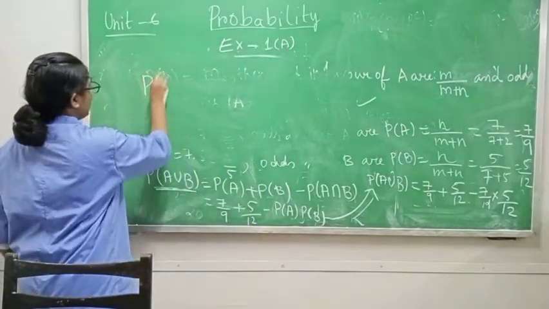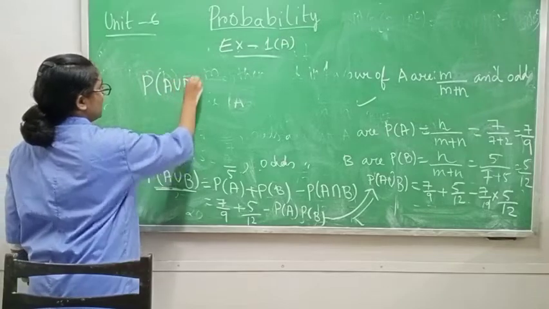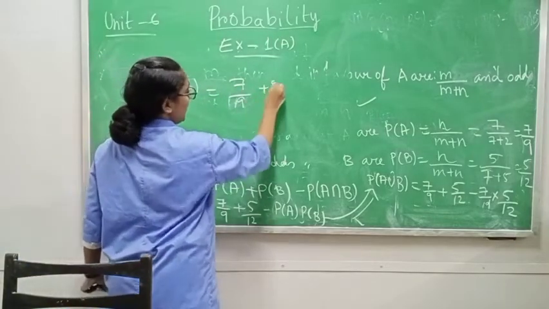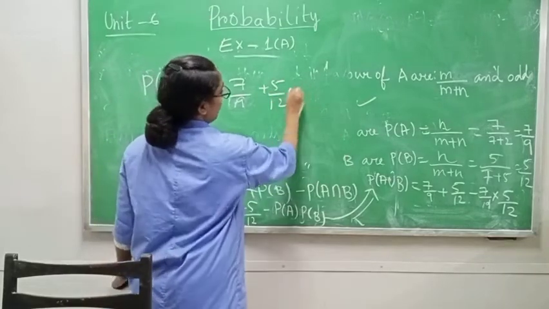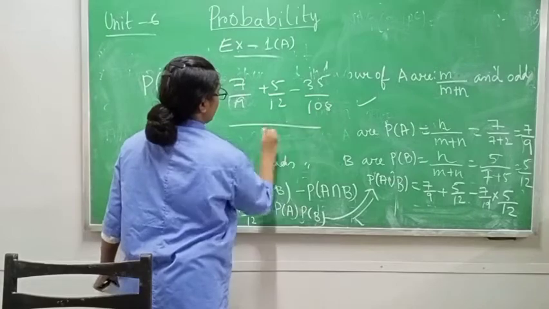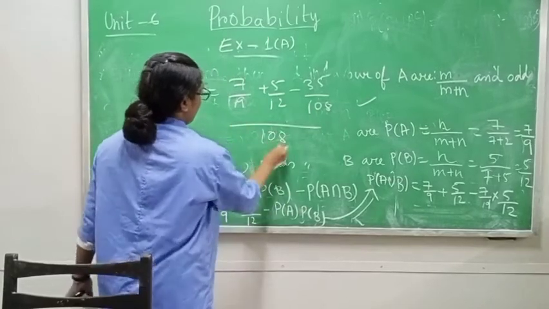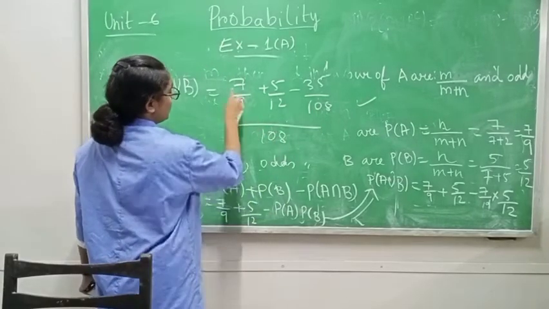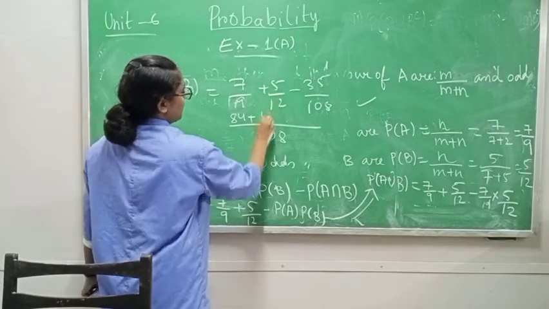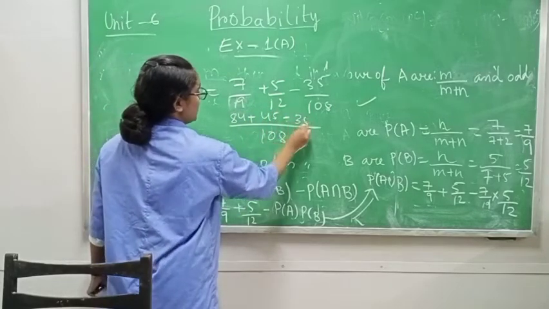So P(A union B) equals 7 by 9 plus 5 by 12. 7 fives are 35, 9 twelves are 108. Now I have to take the LCM, 108. When you divide by 12, 12 sevens are 84, plus 9 fives are 45, minus 35.